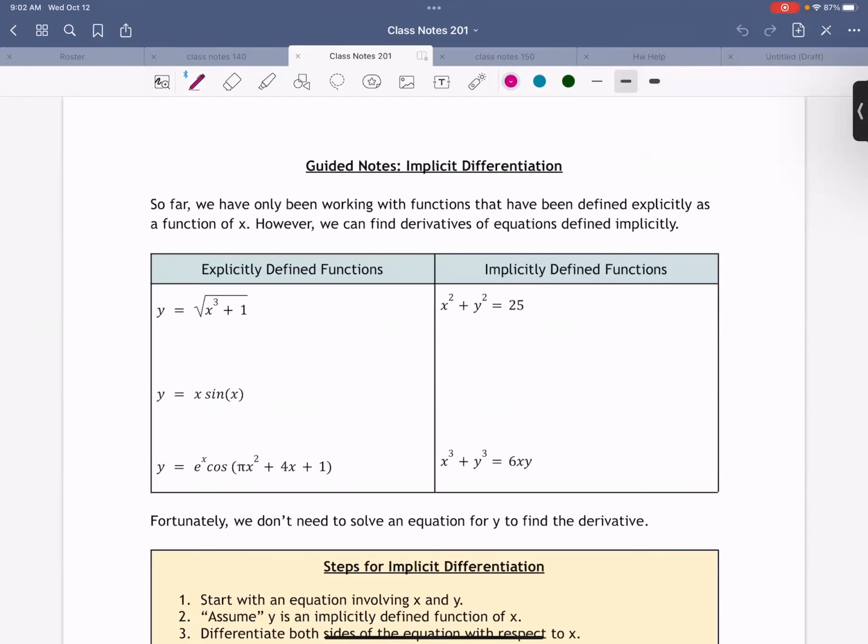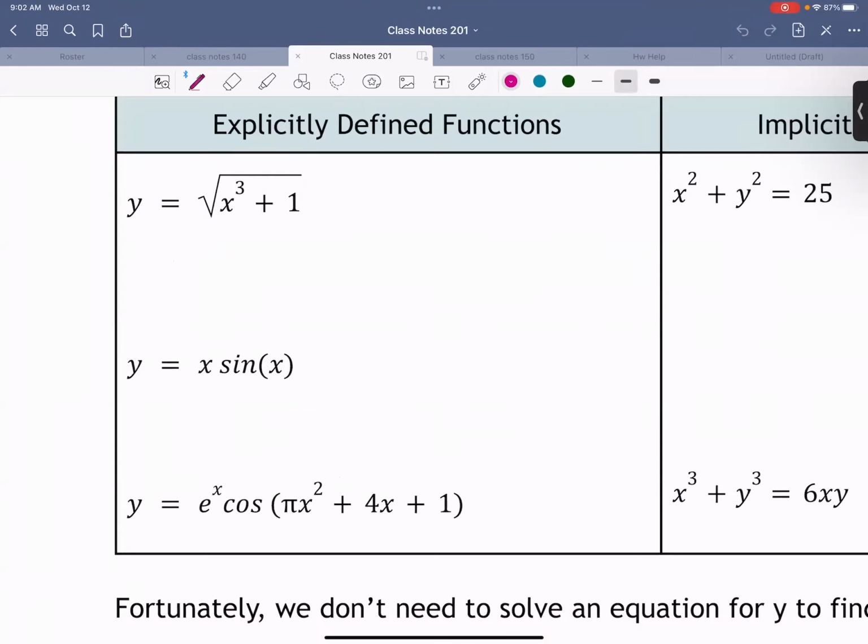Okay. So looking at our derivatives so far, we've only been taking derivatives of functions that we say are defined explicitly. And some examples of that are here. So explicitly defined functions are functions where we have y on one side and then all the x's on the other. For example, here we have y on one side and it's equal to all these things involving x. Same here, same here. Everything involving x is on one side, everything involving y is on the other side, and there's only just one y value, okay?